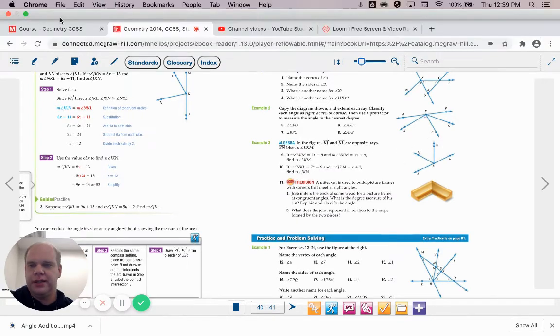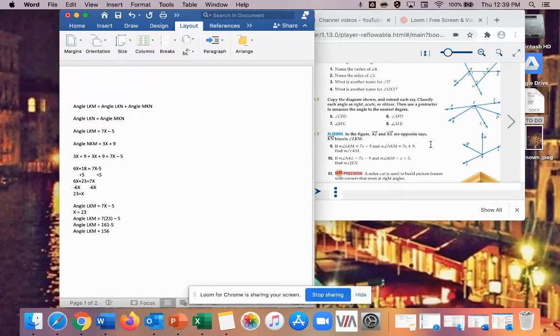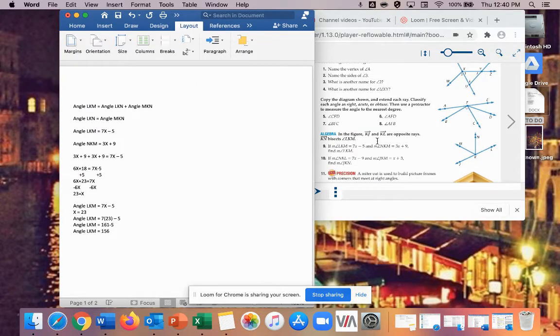Luckily, Mr. Selby has done that right here. You should still be able to see 9 and 10 right there. As you can see, angle LKM, this big angle, equals angle LKN, this angle, plus angle MKN. They add together to equal the whole. Also, angle LKN is equal to angle MKN, and we know that because this is a bisector which cut it in half evenly. So this is going to be equal to this.